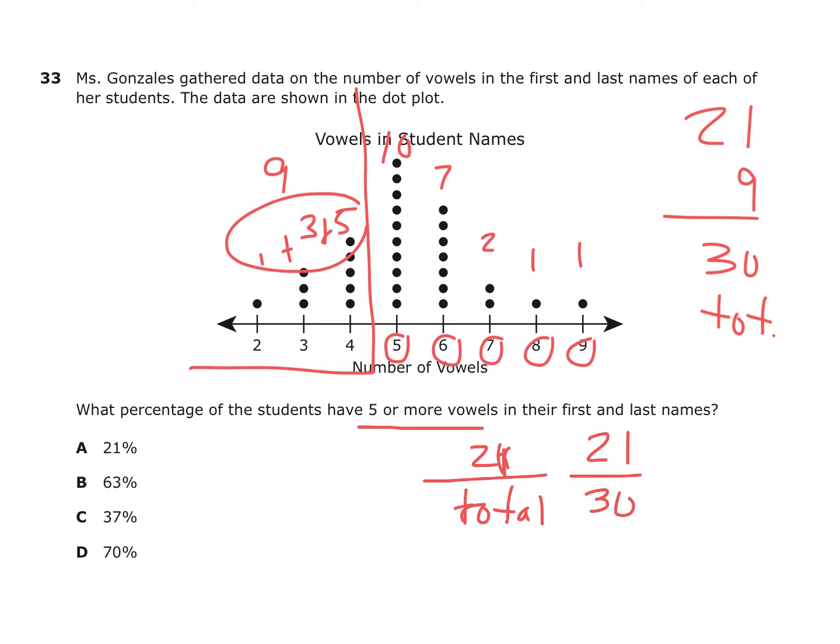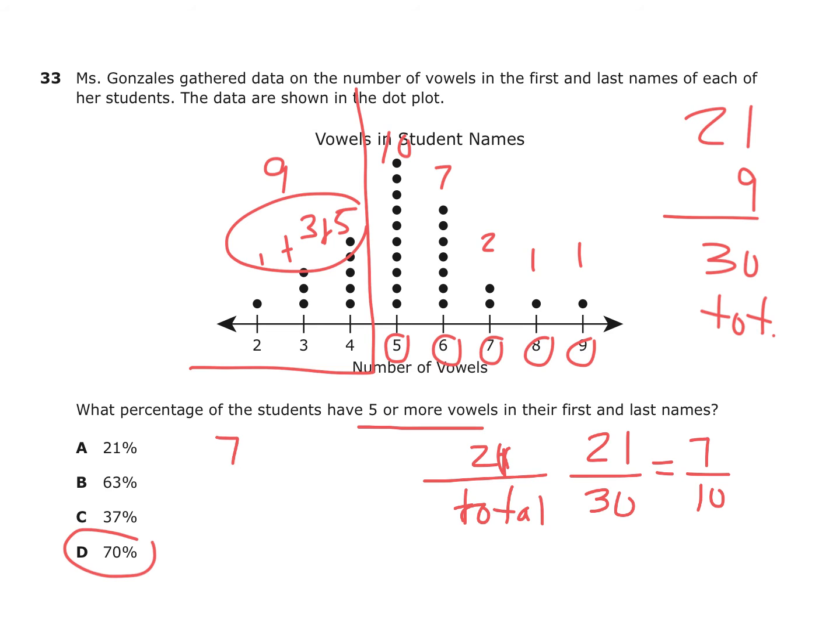And we can reduce 21 over 30, reduced by 3. That would be the same as 7 out of 10. 7 out of 10 is 70%. 1/10 is 1%. 3 out of 10 is 30%. 5 out of 10 is 50%. 7 out of 10 is 70%.